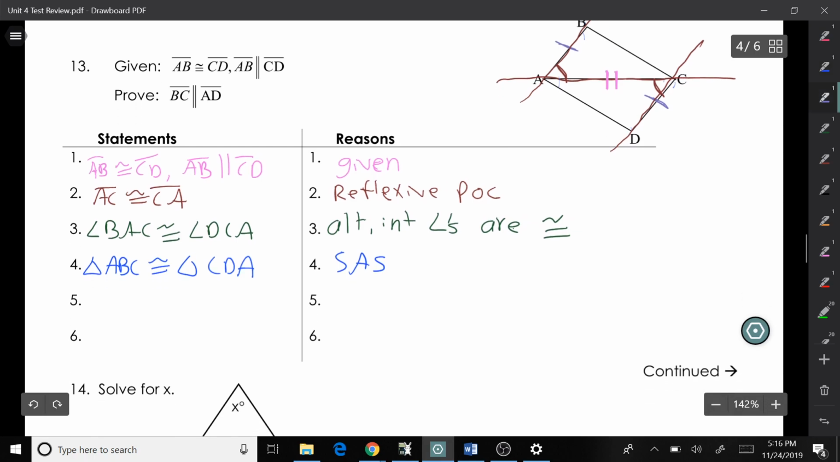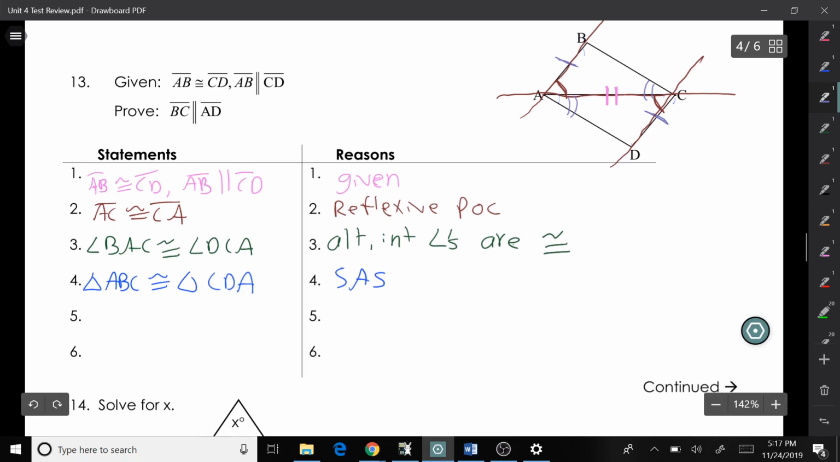Now, if the two triangles are congruent, that means the corresponding parts are congruent. That means this angle here and this angle here must be congruent. And if these two angles are congruent, and we extend this and then draw the transversal, okay, those two angles are congruent. Those are alternate interior angles when we're talking about sides BC and AD. And if those two are congruent, that means the lines must be parallel.